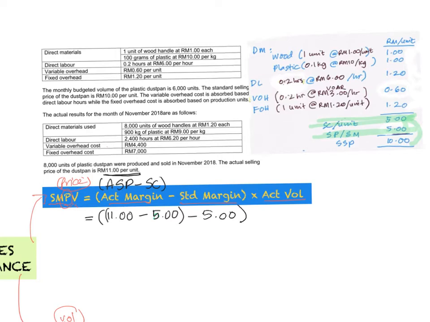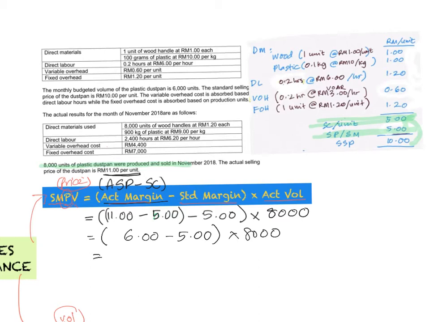So the standard margin of 5 ringgit is multiplied by the actual volume that you sell. In your question, you can see that 8,000 units of plastic dustpan were produced and sold. This is the actual volume, so we are going to multiply by 8,000. When you solve this, you get the actual margin of about 6 ringgit minus the standard margin of about 5, times 8,000.